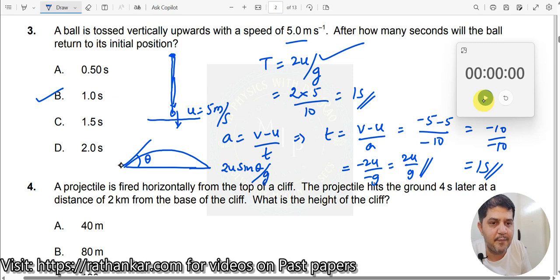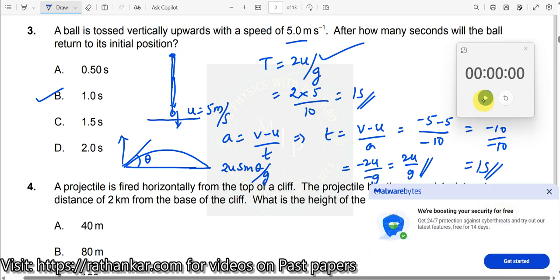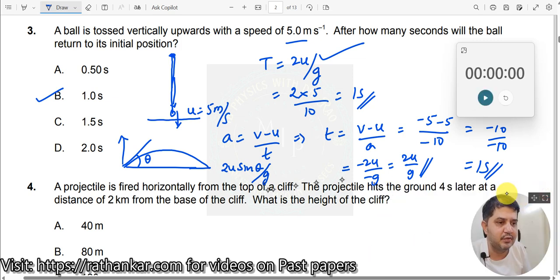Now, if I throw upward like this, what is the value of theta? 90. When you substitute this here, sine 90 becomes 1. So you once again get 2u by g only, right? So therefore, you always get the same answer. Okay, let us move on to the next one.